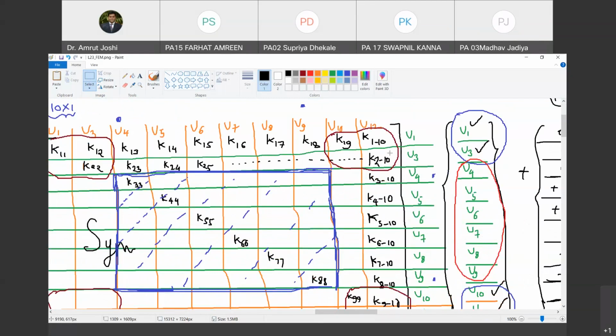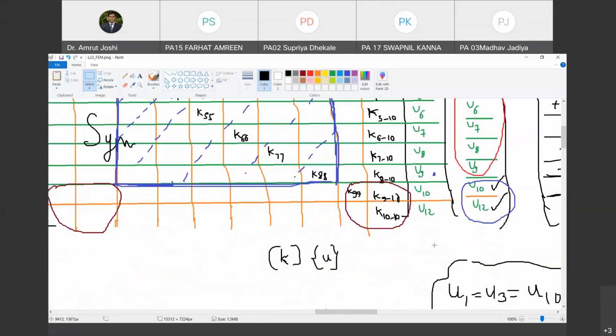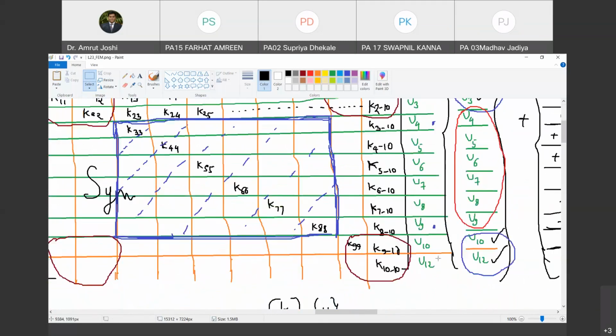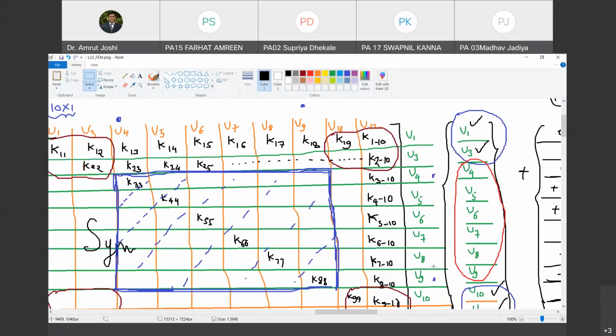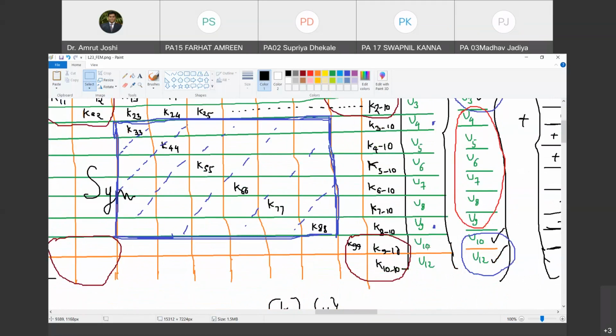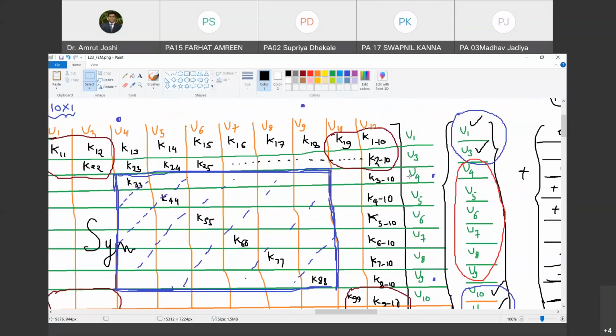So therefore K13 into U4, K14 into U5 plus K15 into U6 plus K16 into U7 plus K17 multiplied by U8 plus K18 multiplied by U9. All these products are known. We know the stiffness coefficients. We also know the displacements U4 to U9. Then K19 into U10 and K110 into U12 are going to become 0 because those are again support displacements. As the supports are fixed supports, U10 is equal to 0 and U12 is equal to 0.